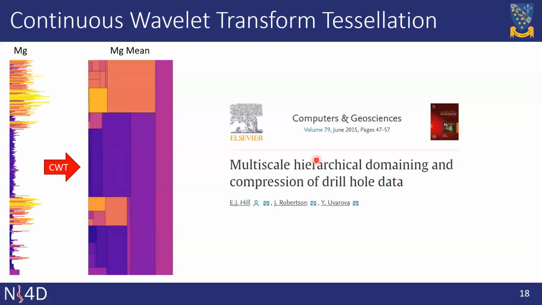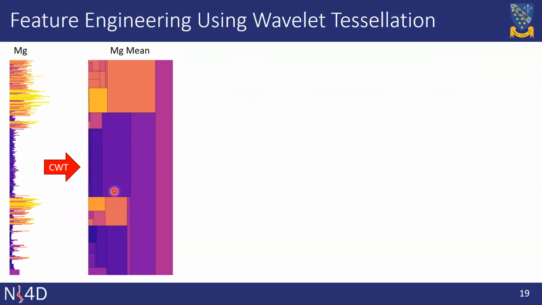And you produce these nice tessellation plots and they describe boundaries and intervals in your data across multiple scales of observation. So the further a feature is across to here on the right, the stronger that boundary. So this boundary extends quite far because this is quite a significant change in this downhole trace. This is a smaller feature, so it's been picked out, but it's not quite as significant. So that's the method. So how can we use this in machine learning to augment our data?